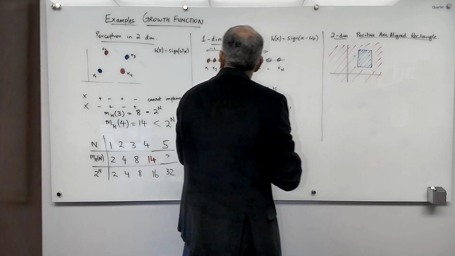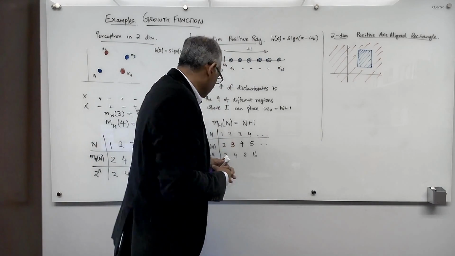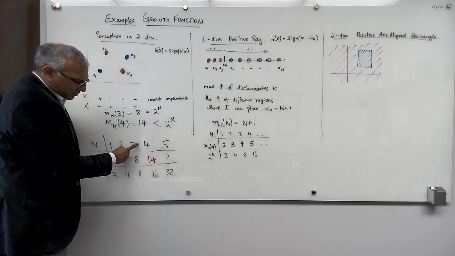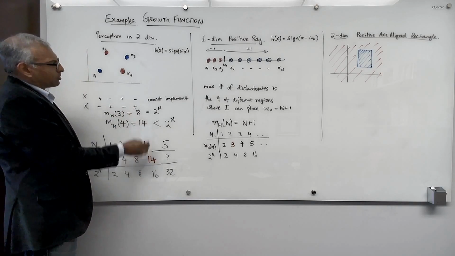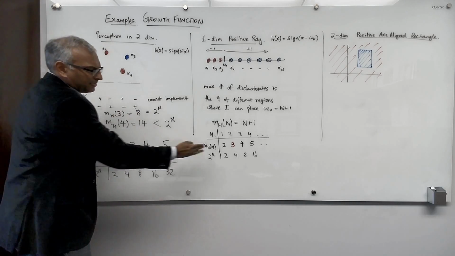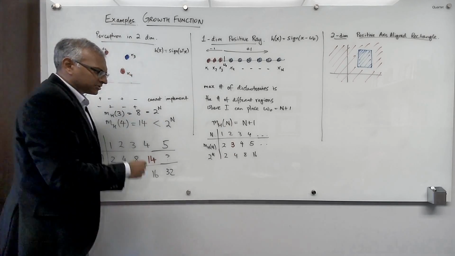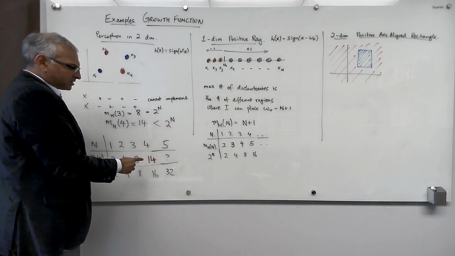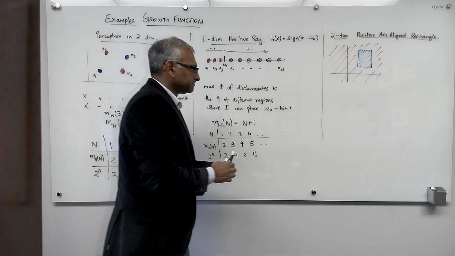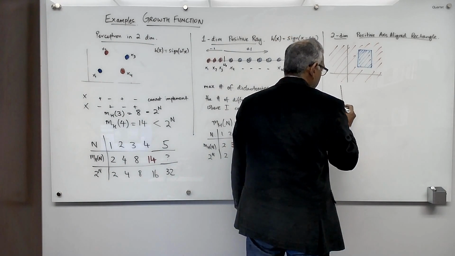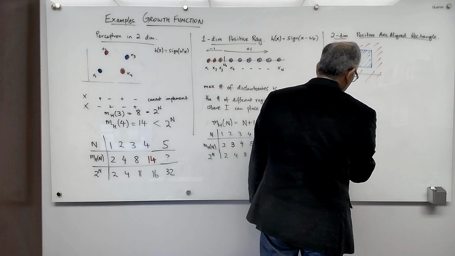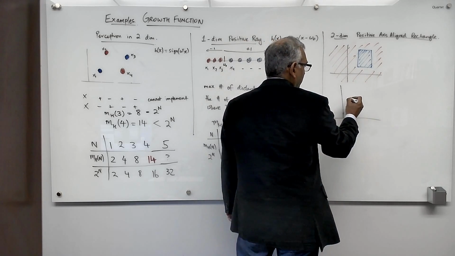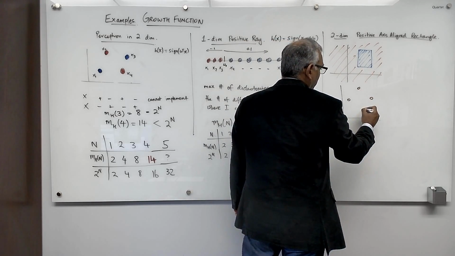Okay. So again, let's consider some points. Now, 4 points broke one hypothesis set, and 2 points broke another hypothesis set. Let's see if 4 points can break this hypothesis set. So let's place 4 points in 2-dimensional space. 1, 2, 3, 4.